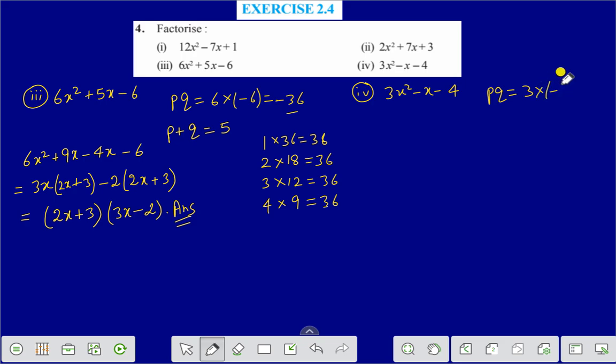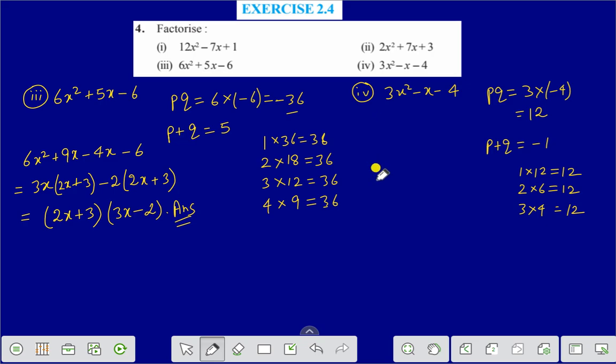3 into minus 4, that is minus 12, and p plus q is equal to minus 1. If you find the factors of 12, we are getting 1 into 12 is equal to 12, 2 into 6 is 12, and 3 into 4 is also 12. But we have to find minus 1. It is minus 4 plus 3 is minus 1.